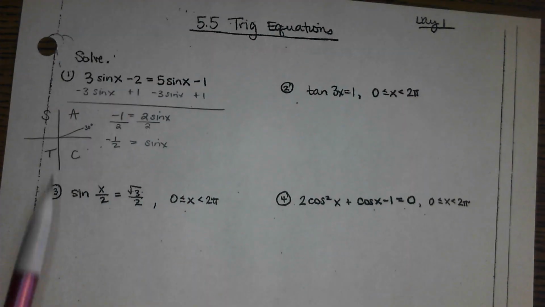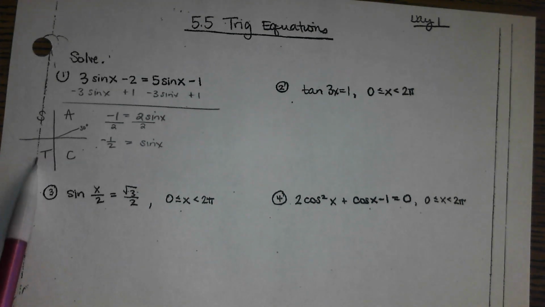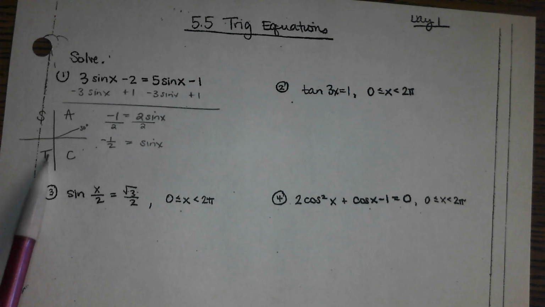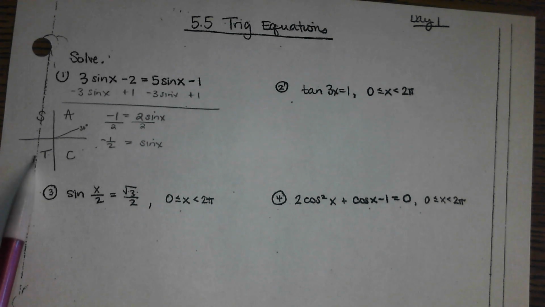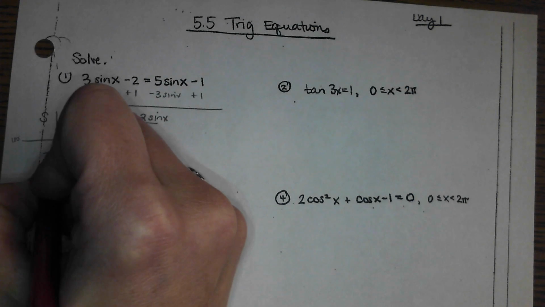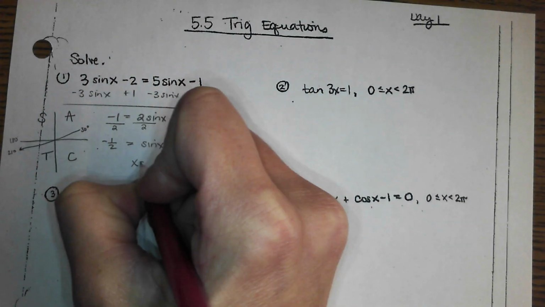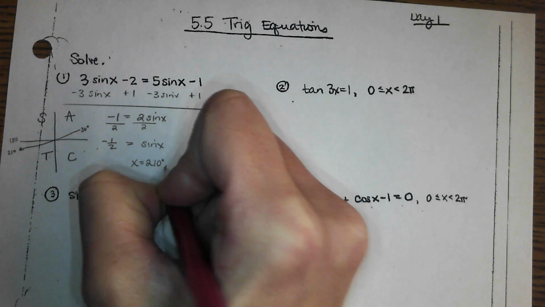unit circle. Is there a second quadrant angle where the sine equals a negative? No, because sine's always positive there. There is a third quadrant angle because only tangent is positive, which means sine is negative here. What is the measure of that angle? 210. It's the 30-degree reference angle in the third quadrant. So if this is 180, that would be 210. So x could equal 210 degrees.